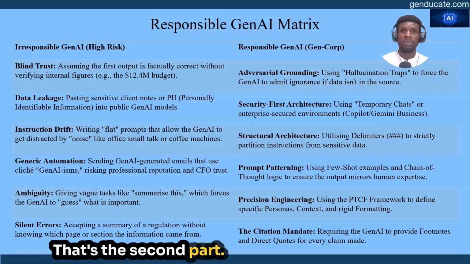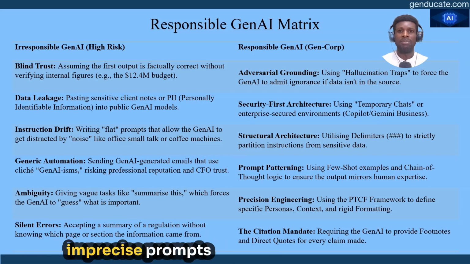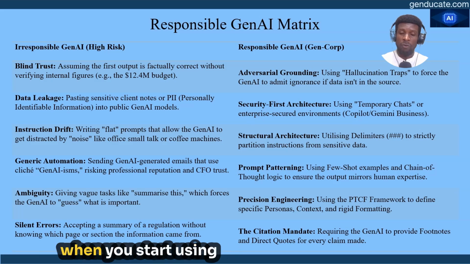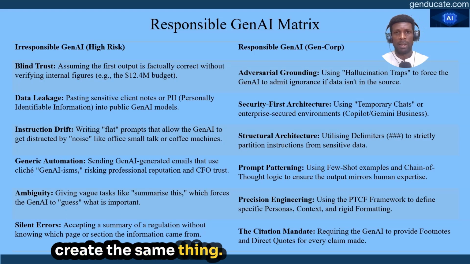That's the second part. The third part is to avoid imprecise prompts and use delimiters and give generative AI specific guidance. Generative AI needs a lot of guidance, especially when you start using it for something new. When you guide it, say the first few times, once generative AI gets it, you'll be shocked how well it continues to create the same thing. But it needs that guidance at the beginning.